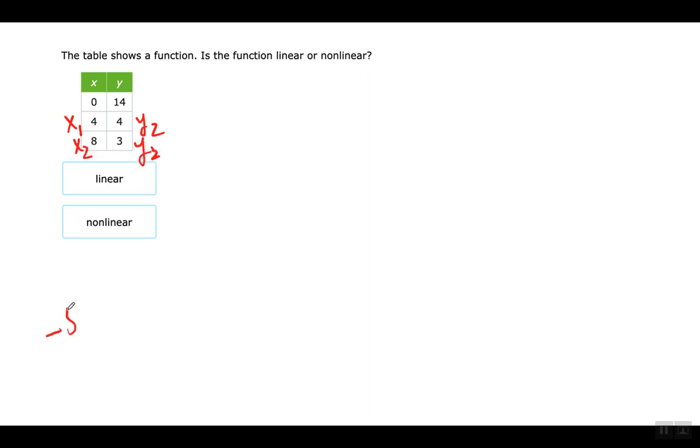Before I forget, it was negative 5 over 2. I messed up here. It should be... Hold on. After this, I'm gonna jump to fractions because that's what's gonna give some of you guys issues, is fractions.